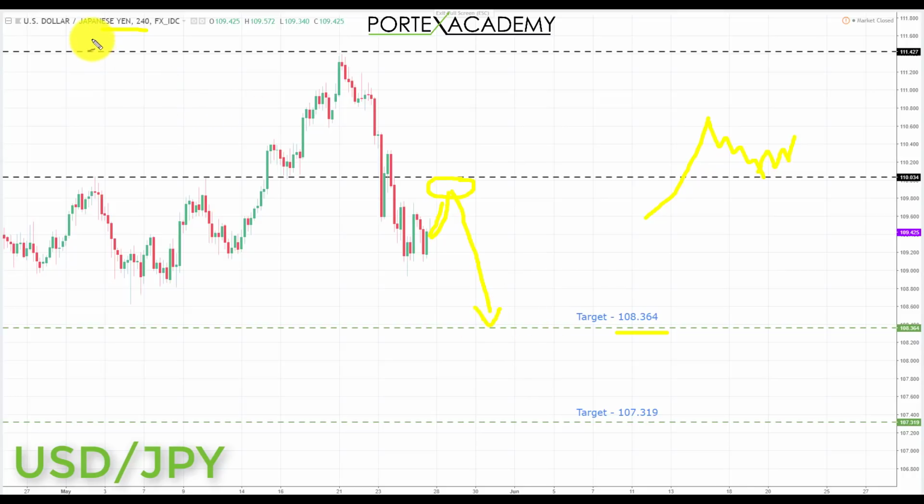So because the dollar is strong, there is a risk of this getting a bit choppy, but the opportunity we'll be looking for going into next week is if we can get a pullback and a retest of broken support turning resistance to the 110.034, looking to initiate shorts down towards the target at the 108.364.